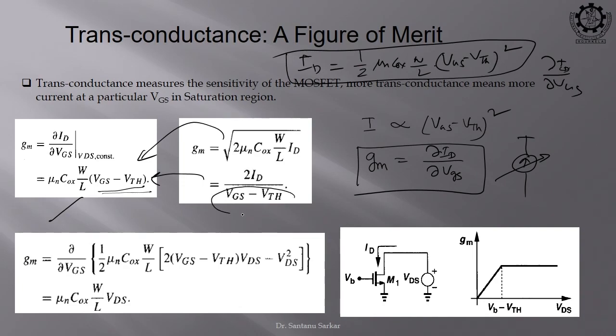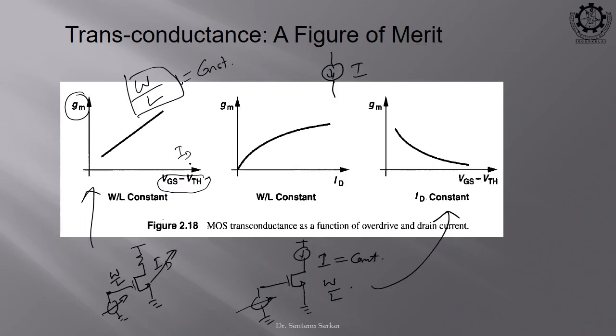Now, if you increase your VGS minus VTH, you are dividing it by VGS minus VTH. If you are increasing VGS minus VTH, your GM will decrease. So, do not get confused between the first plot and the third plot. You will be saying that here VGS minus VTH is increasing, GM is increasing, but here VGS minus VTH is increasing, GM is decreasing. Conditions are different.